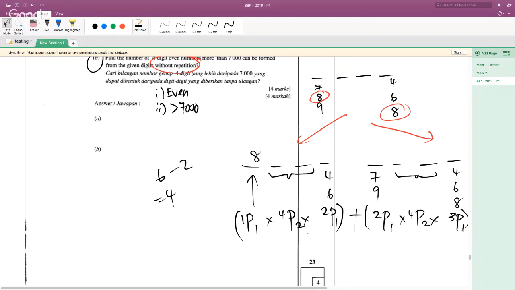So definitely we will do 4P2 plus, I multiply, 2P1. First one is 24 plus this one, 2P1, I guess is 2. 4P2 multiply 4P2 multiply 3P1. So basically it's 72. I mean, yeah, your final answer should be 96.